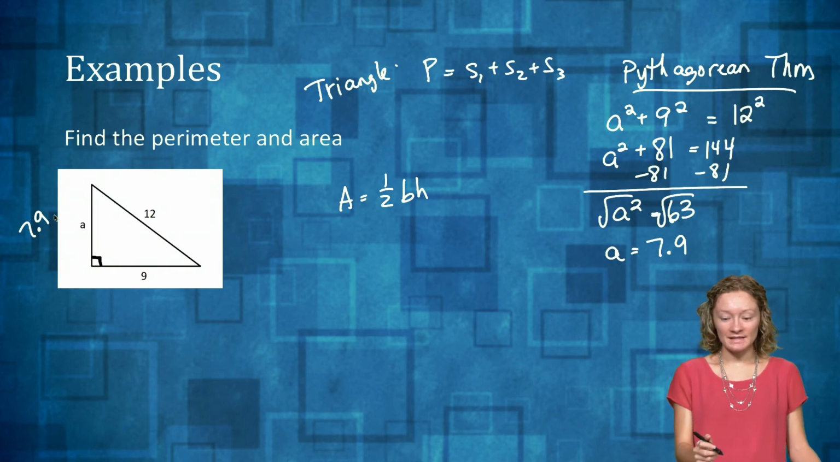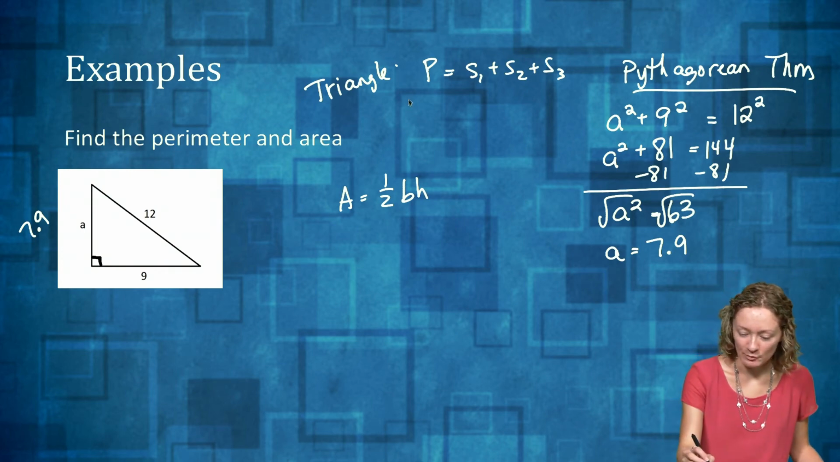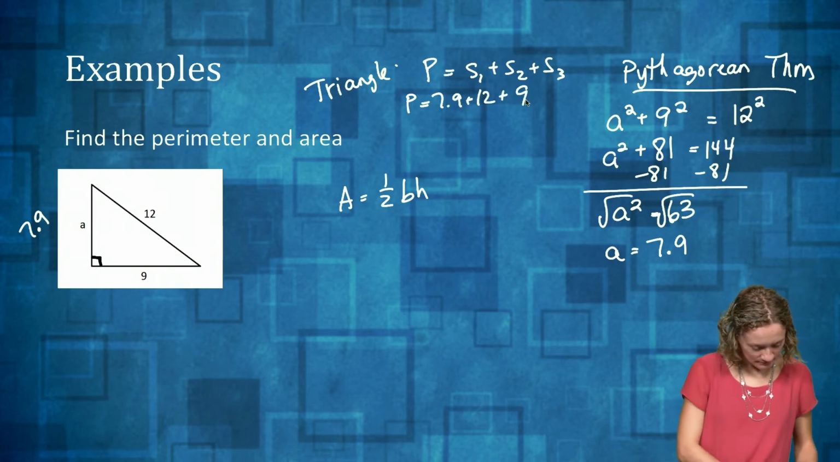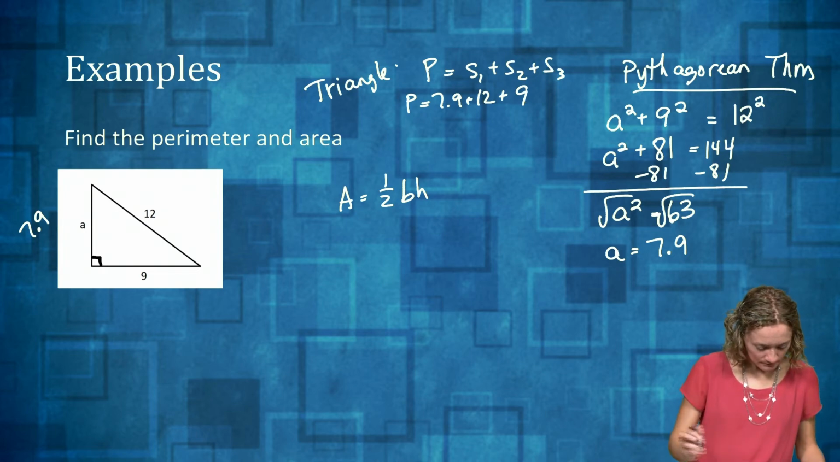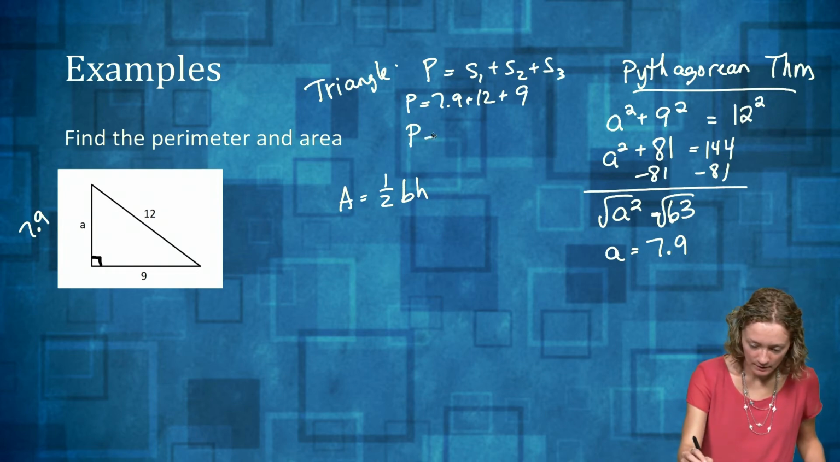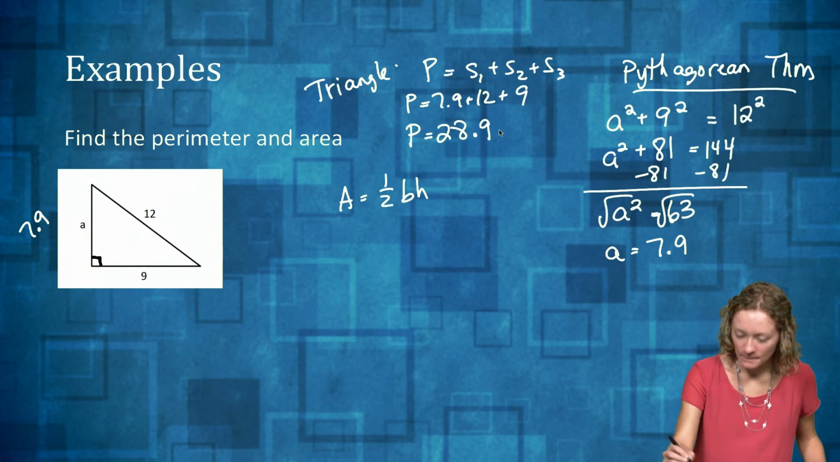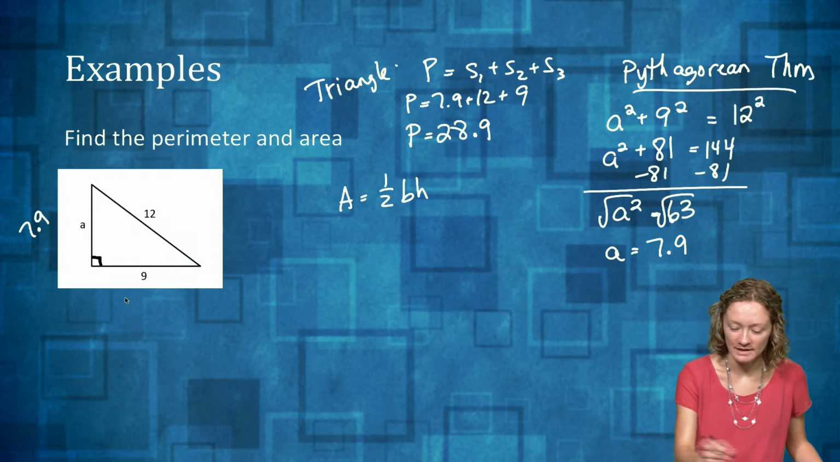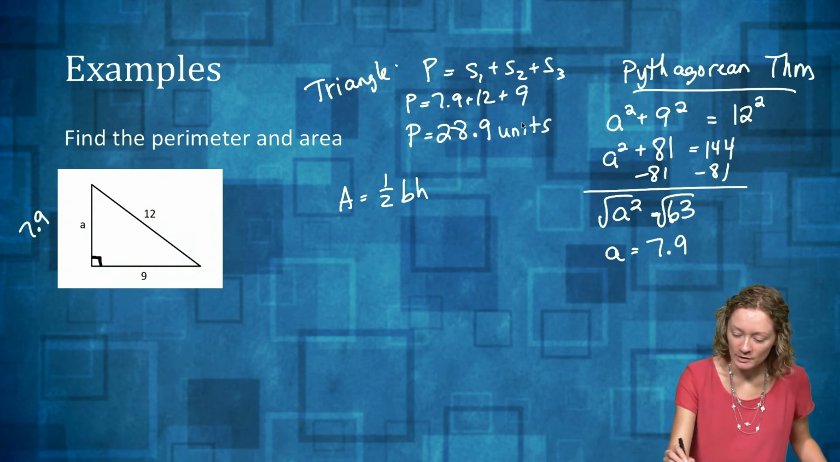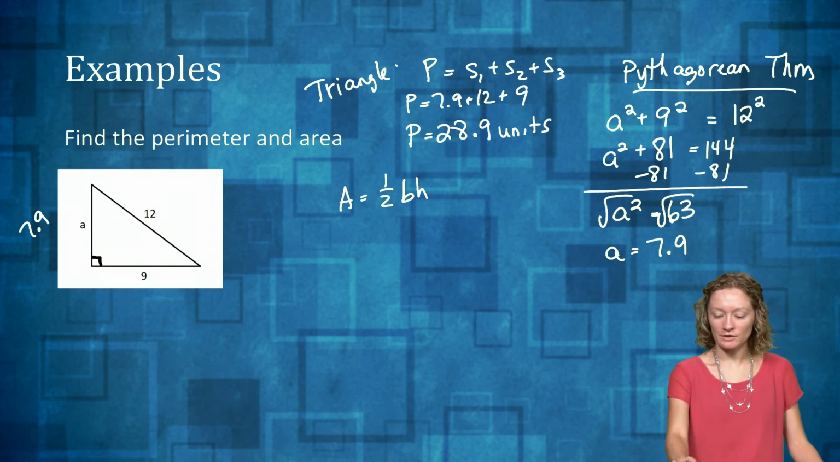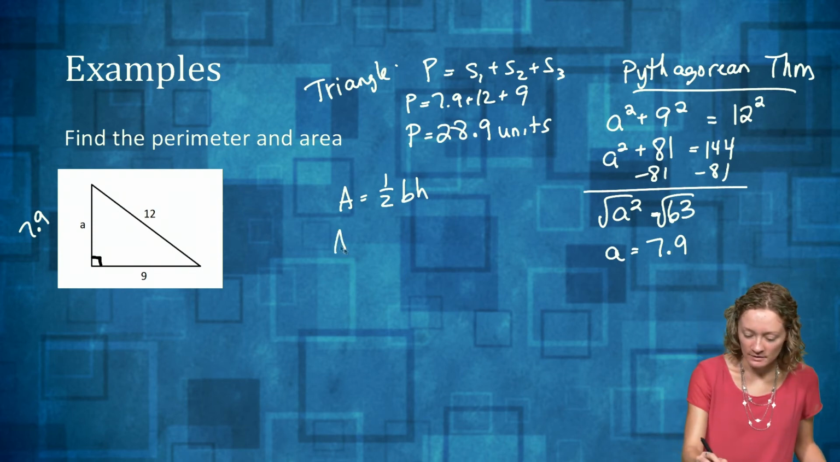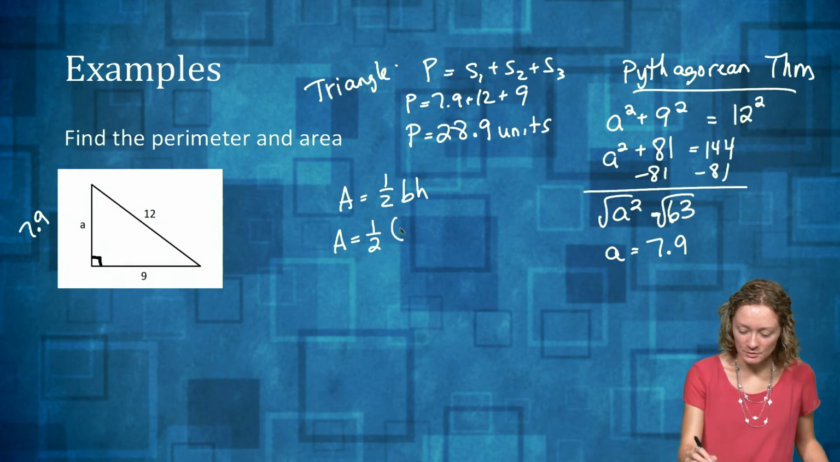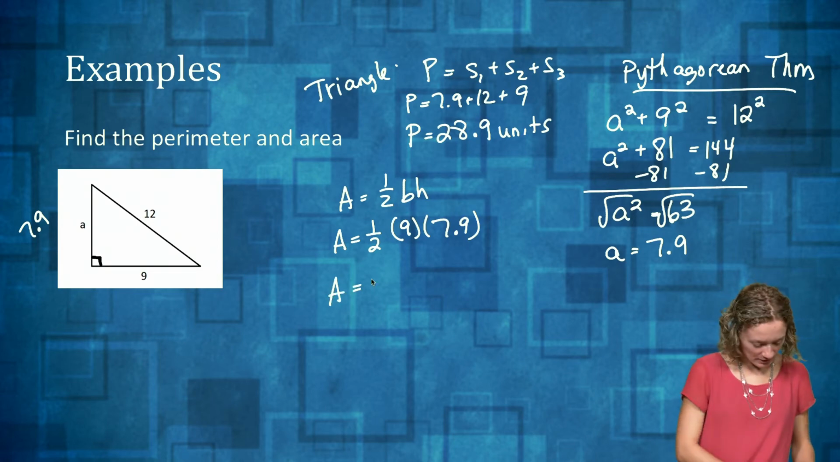Okay, now we ultimately needed that to be able to find perimeter and area. So now perimeter, we have all three sides, 7.9 plus 12 plus 9 gives us 28.9. And we don't have any sort of unit listed, like inches, feet, anything like that, so we'll just put units. And perimeter is always a standard unit, just regular units. Then for area, 1/2 the base, which is 9, times the height, which is 7.9. You can type all of that in the calculator.